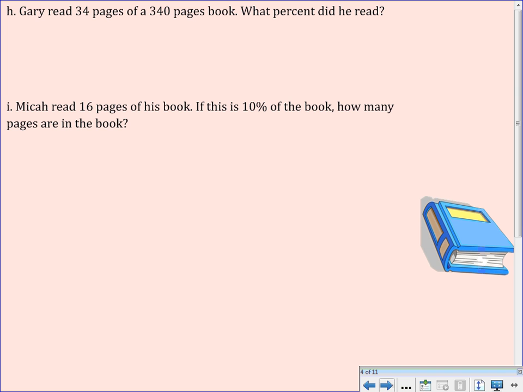Now number 45: Gary read 34 pages of a 340-page book. What percent? So I don't know my percent, but I do know 34 of 340. How can I reduce 34 over 340? I have to reduce it because I can't get from 10 to 340. Well, can't I divide them both by 34?